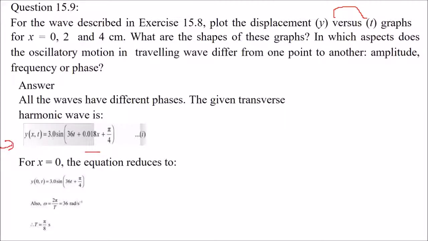Now at x equal to 0, you just have to put x equal to 0 here. What will this become? Y(0, t) will become 3.0 sine (36t plus pi by 4). We know that omega is 2 pi by T, and if you compare it here with omega, this is 36. So 2 pi by T is 36. What is the T then? It is pi by 18 second.